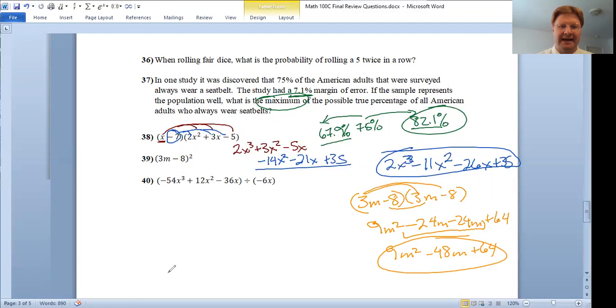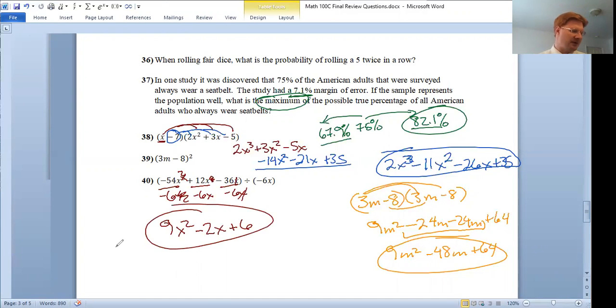All right, the last one. This polynomial, -54x cubed plus 12x squared minus 36x divided by -6x. That's the nice one with just the monomial, so it's just term by term. So this is positive 9x squared minus a 2x plus a 6. With this, x cubed goes down to an x squared when that guy cancels. 2 minus 1 is a 1, and then the x's cancel there. So we get 9x squared minus 2x plus 6. Excellent.